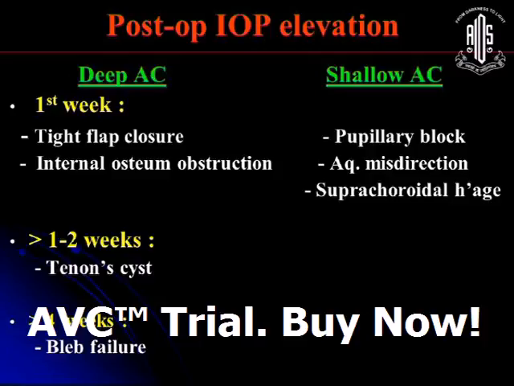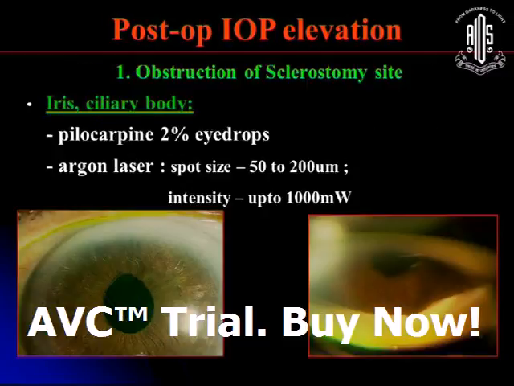So coming to the first situation where the chamber is deep in presence of a raised intraocular pressure. Now depending on when the patient presents to you, if it's immediate post-op, the most common cause is a tight flap closure or obstruction of the internal ostium. If the pressures were doing fine and it's after 2 weeks or so that the pressure starts rising, the most common cause is a Tenon cyst formation. And if pressures are fine for a month or more and then the pressure starts rising, it's the bleb vascularization and bleb failure which is occurring. So taking each one individually, how would you identify whether the internal ostium gets obstructed?